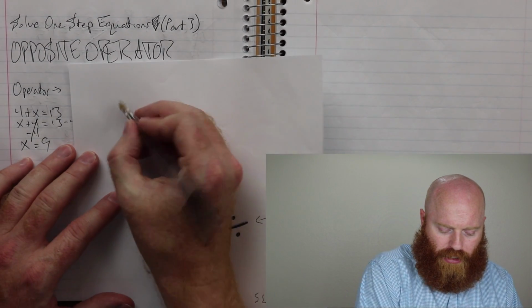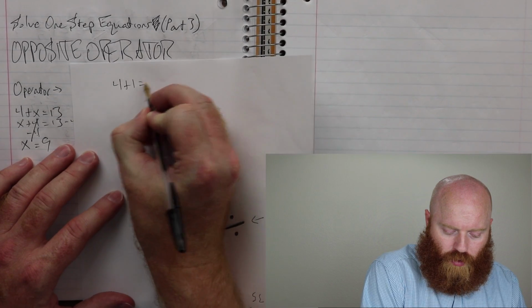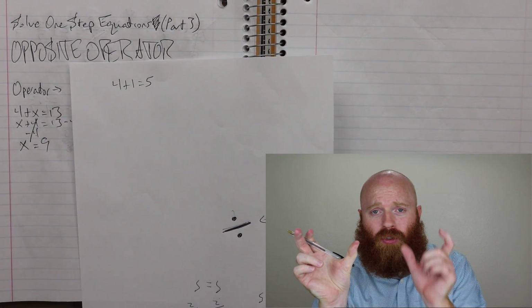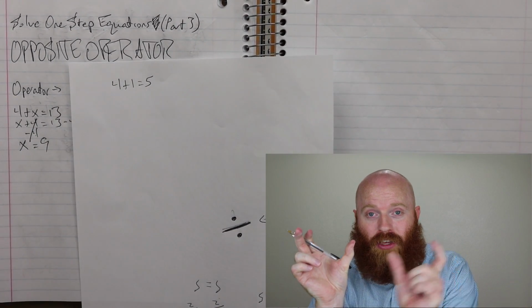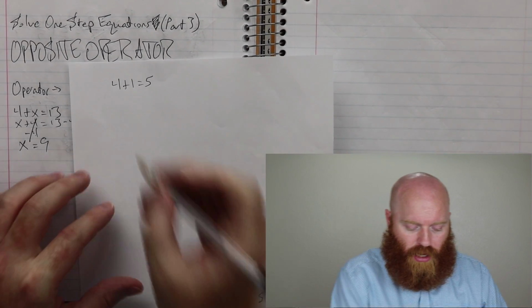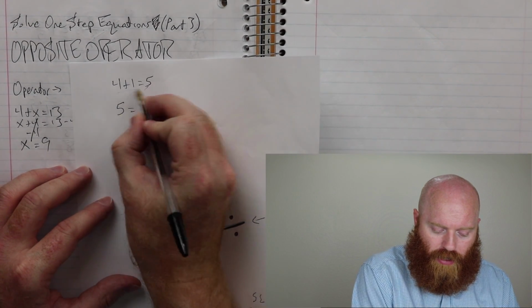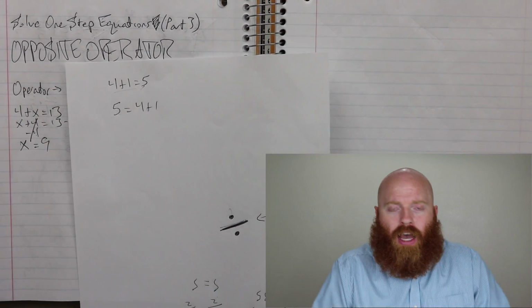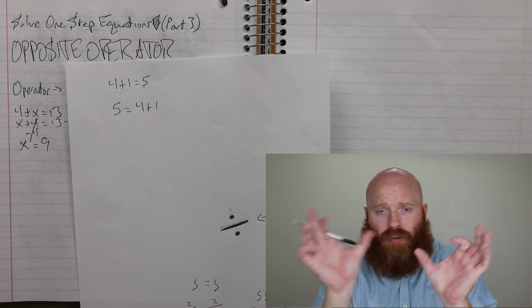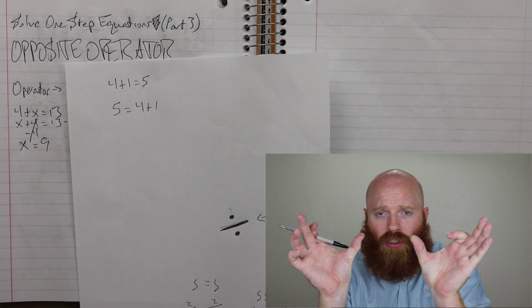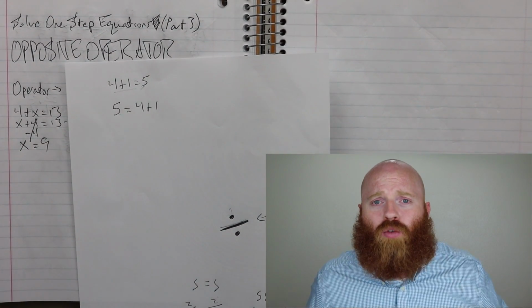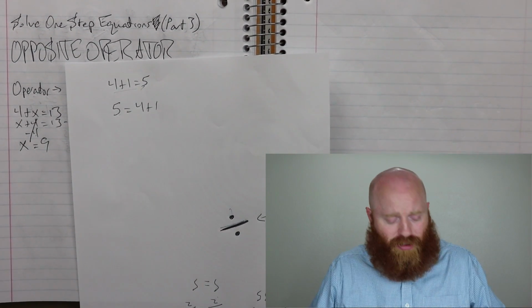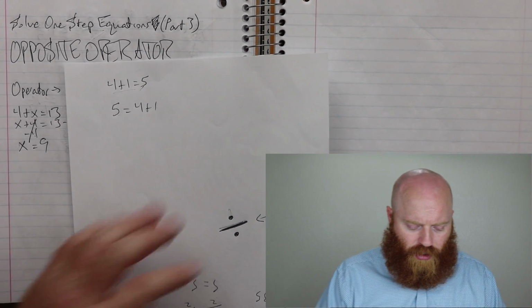What happens is if you have 4 plus 1 equals 5, if this equals this, guess what? This equals this. I can put the 5 over here and the 4 plus 1 over here. 5 equals 4 plus 1, yeah, it's still equal. If this thing equals this thing, you can just switch them because they're equal. That's what equals means. They're the same thing. Switch sides, I don't care.